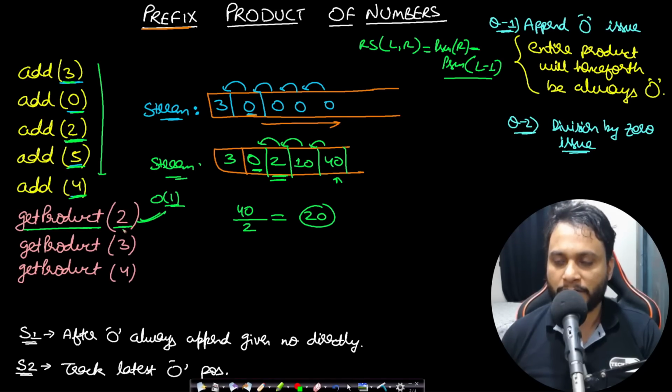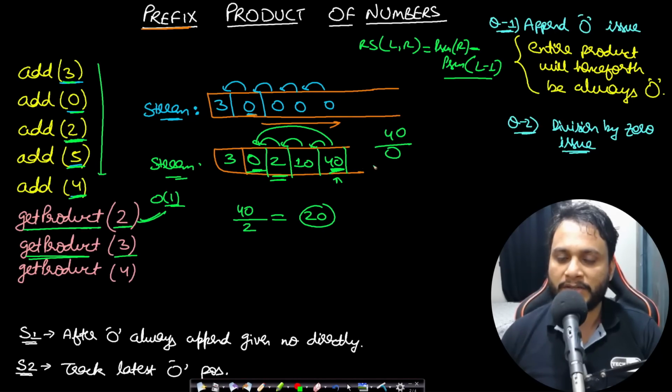But let's try to serve all the calls. So let's try to serve this one, get product at 3. If you try to serve this one, then what is the value at the current point? It is 40. What is the value at this minus the third index? It is 0. So this is a case of division by 0, right? So if this case arises, then definitely you will get an undefined result. It is not possible. It will show you an error definitely, right?